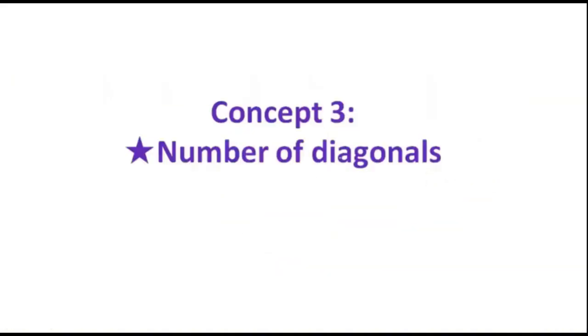Cool. So concept 2 was this: how do we calculate rank? And then there could be a lot of combinations of this. In the interest of time, maybe you'll get homework on those questions, but the concept is this one. Third concept is the number of diagonals.